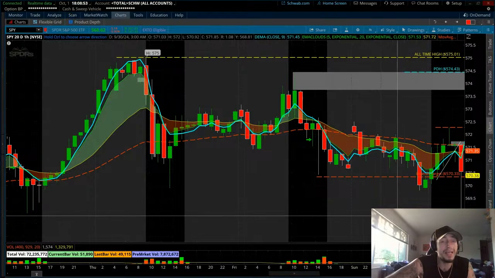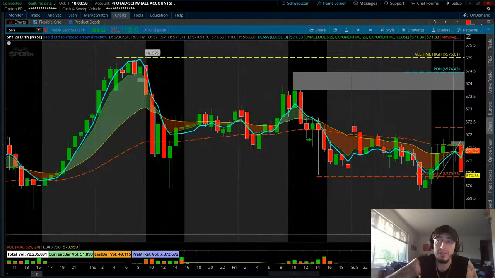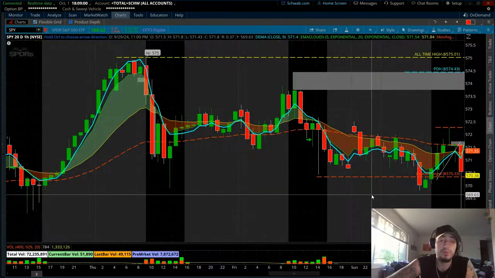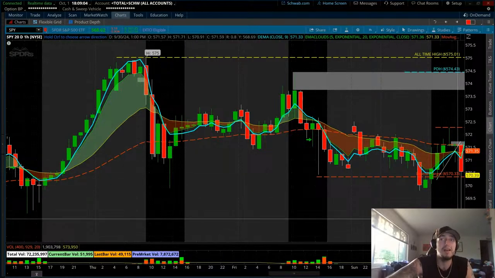Right? In a very quick amount of time, we got a very large sell-off. And then price literally rallies right back into it. That's what we call the snapback. So I don't want to short the market when we're very extended from the moving average.